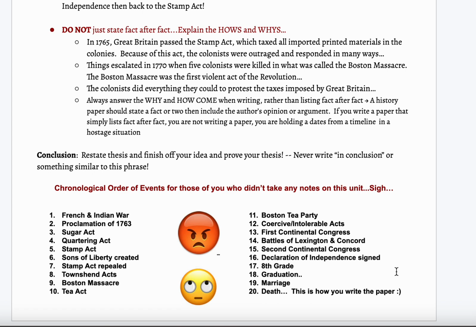Again, no longer than 3 pages, typed, double spaced, 12 font Times New Roman, MLA, 1-inch margins.